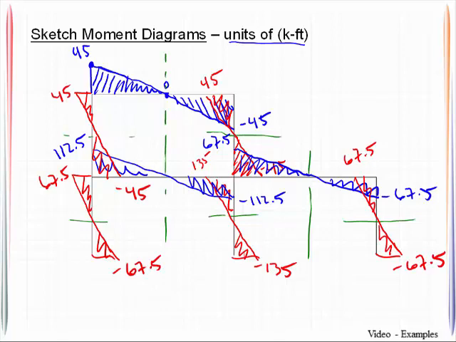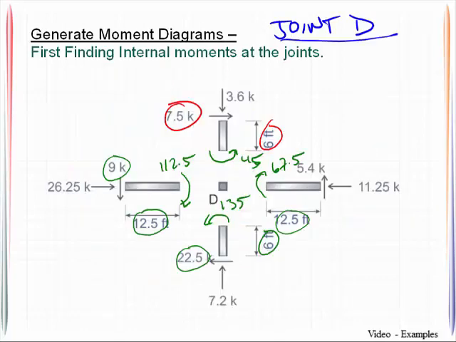So the key here is you have to think about this process. You know what the moments are at mid-height. You simply need to find out what the moment is at the end of each member by taking internal shear multiplied by its moment arm.